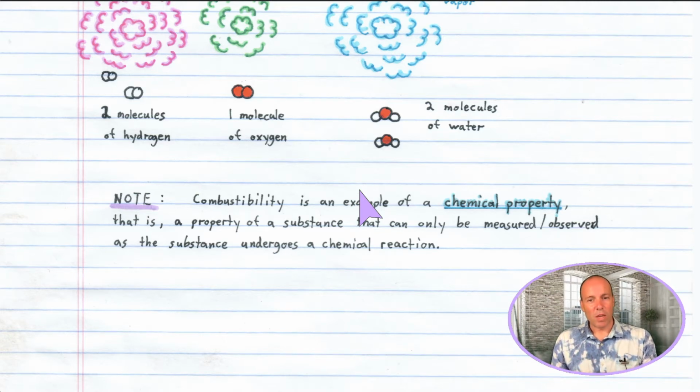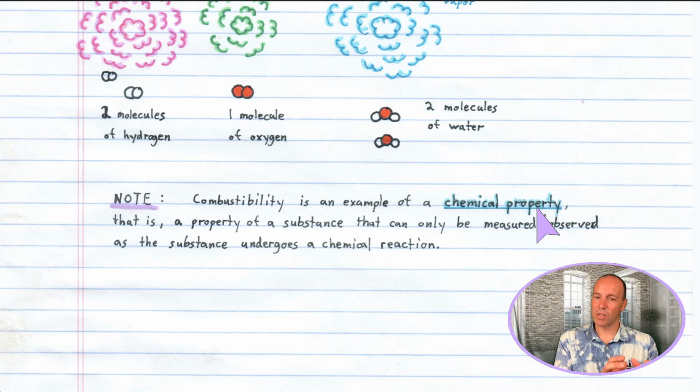Along with chemical changes, we can talk about chemical properties, and to observe a chemical property, you have to have the substance undergo a chemical change. So for example, combustibility. Does the substance burn? That's a chemical property, and it can only be observed by burning the substance. So you have to do a chemical reaction in order to observe a chemical property. So just be aware that in addition to physical properties, there are chemical properties.